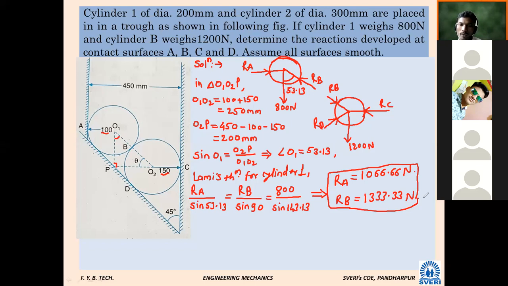Now 1200 Newton is directly a vertical force. RC is horizontal. While applying summation of Fx and Fy, we want the angle made by these reactions with either horizontal or vertical. So RC is directly horizontal, no question. 1200 Newton is directly vertical, no question. What will be the angle made by the RD reaction with either horizontal or vertical?